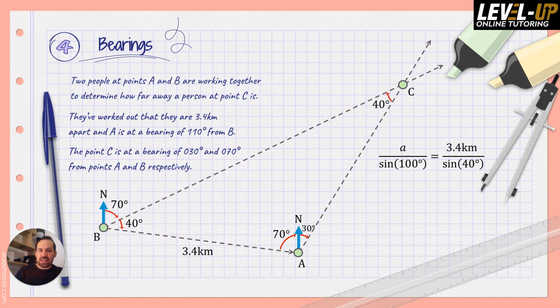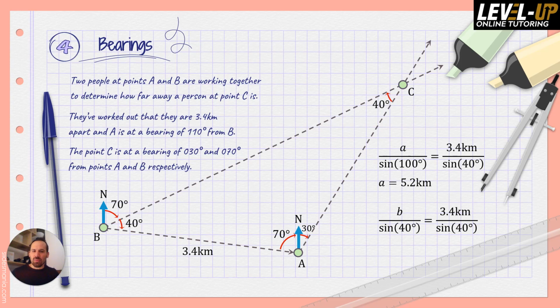So we've got an equation for a here that we can now solve. And if you solve that by multiplying both sides by sine 100, and then you just have to calculate what that is, you'll find it comes out 5.2 kilometers. Finally, b, which is the opposite side to point B, which is the distance AC, the distance between A and C, we can do a similar thing.